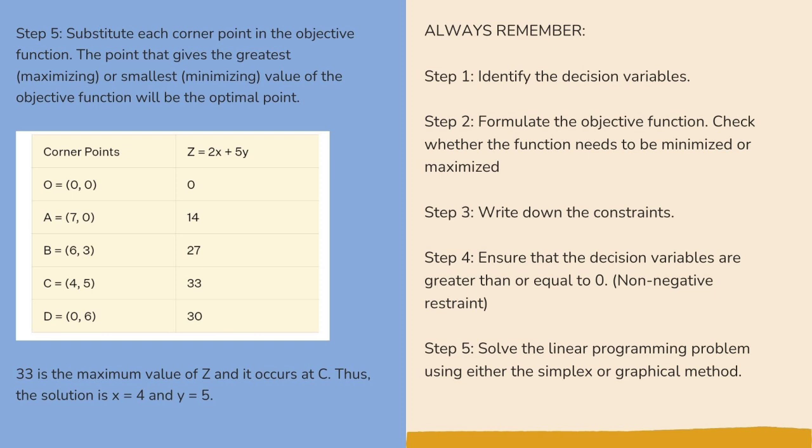Always remember, step 1 is to identify the decision variable. Step 2 is to formulate the objective function, and check whether the function needs to be minimized or maximized. Step 3, write down the constraints. Step 4, ensure that the decision variables are greater than or equal to 0, the non-negative restraint. Step 5, solve the linear programming problem using either the simplex or graphical method. In solving using the graphical method, we identify the decision variables, formulate the objective function, the constraints, and the variables that are greater than or equal to 0.